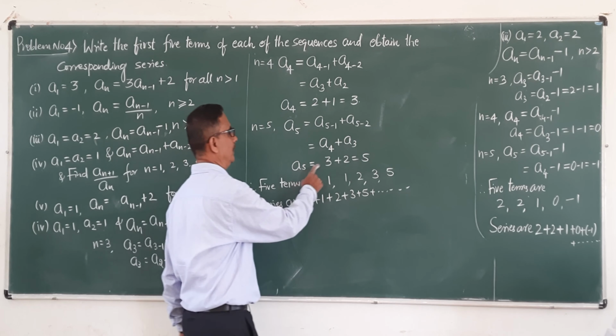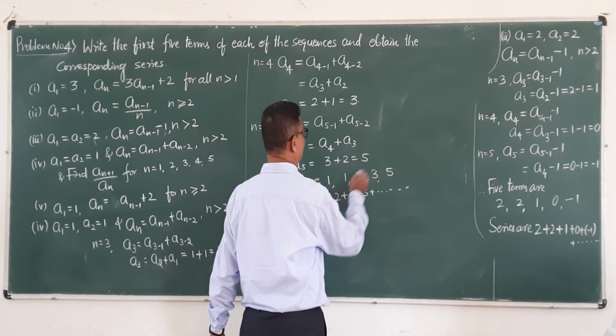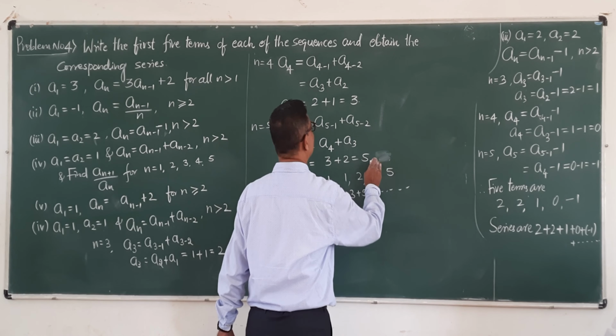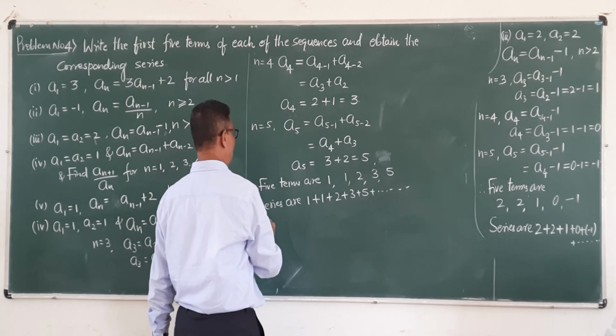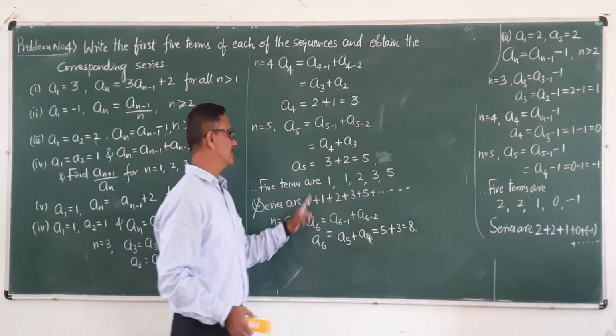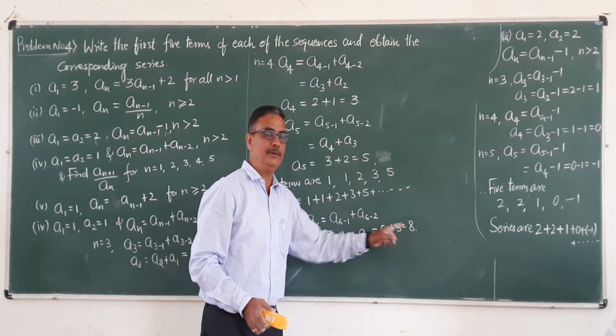Now here a5 is 5. Now you take one more term. Take n is equal to 6. Now if you take n is equal to 6, what happens? a6 is equal to a6 minus 1 plus a6 minus 2. That is, a6 minus 1 is 5 and a6 minus 2 is 4. That is, a6 is equal to a5 plus a4. The a5 value is 5, plus the a4 value is 3. 5 plus 3, 8. Now one more term: a5 is 5, a6 value is 8.